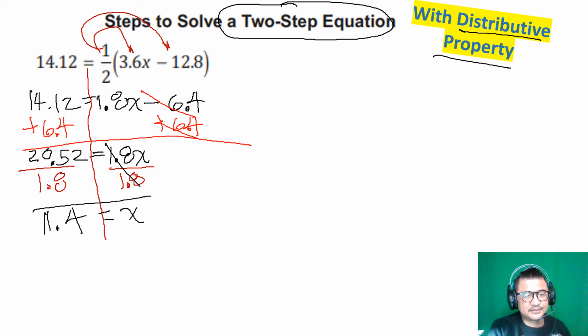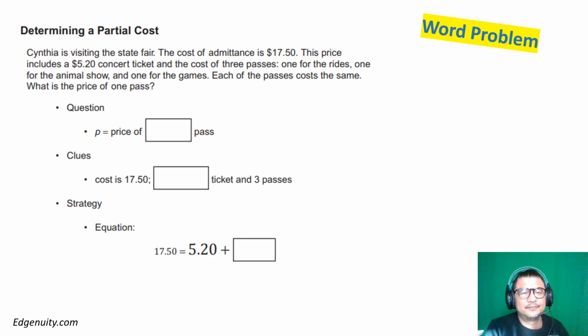11.4. So X is 11.4. I will skip the checking because I know it's right. All right, so determining a partial cost, this is a word problem. So we need to make an equation first before solving the problem.